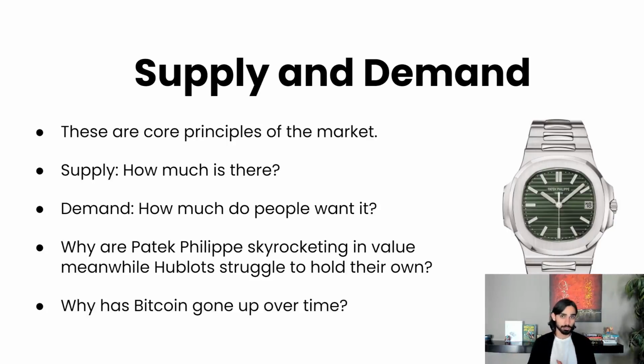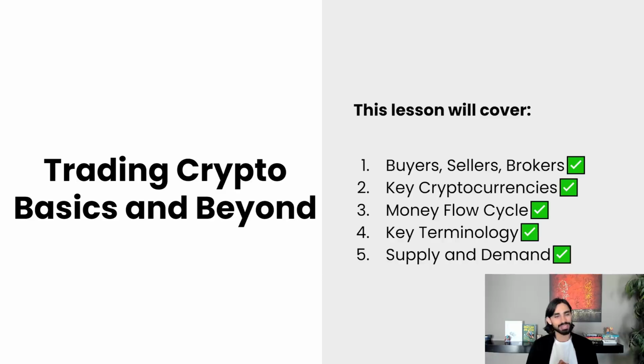And the final example, let's bring it back to what this course is about. Why has Bitcoin gone up over time? Well, the supply is limited to 21 million. There can never be more than 21 million Bitcoin. But the demand, the global adoption is continuously increasing. Countries all over the world want to own Bitcoin. More and more stores and merchants are accepting Bitcoin. Increased demand, limited supply results in an increased price. And there you have it.